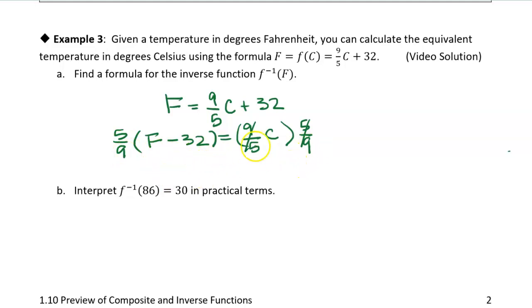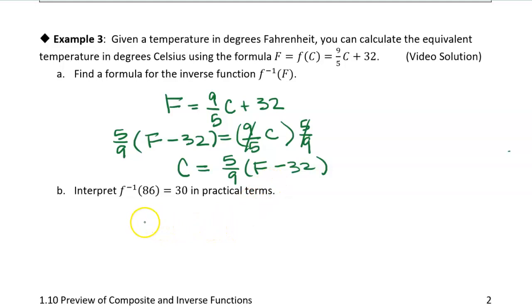Now I have a function for C. Everything on the right-hand side is just C now, and the thing on the left-hand side is a function for C in terms of F. So I'm going to rewrite it and flip it around. I've got C equals 5/9 times F minus 32. So now we can just use that function. We've done the algebra once, and now we can use this function to take a temperature given in Fahrenheit and convert it to Celsius.